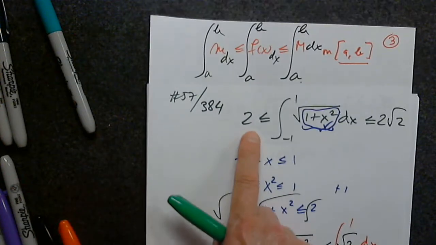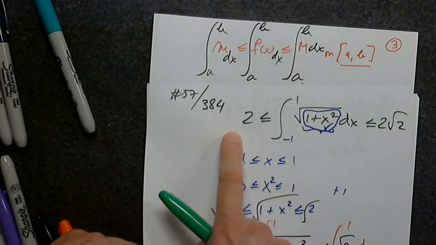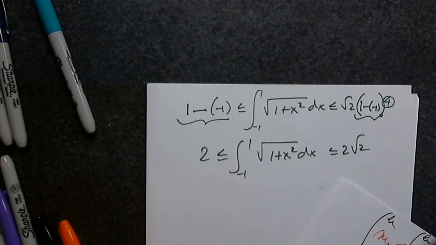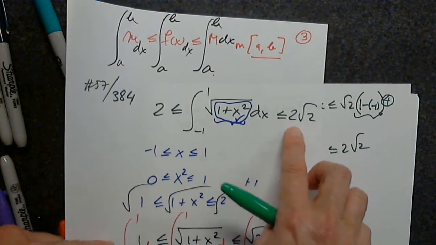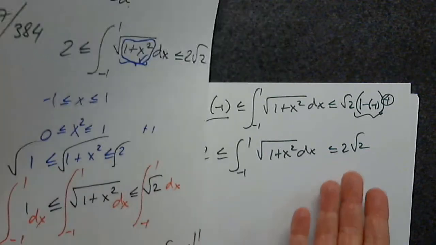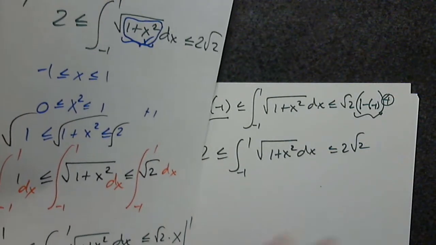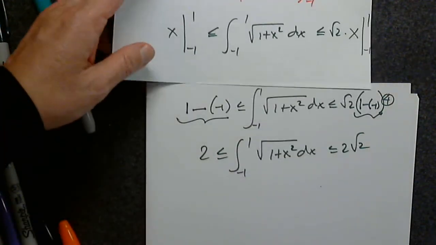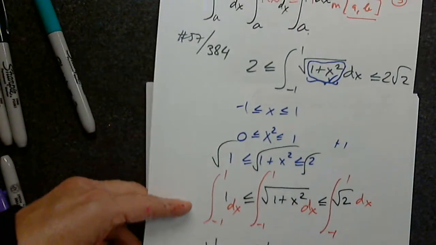But the problem is telling me that this should be 2. So we got 2. The problem is asking us to show that this is 2 times the square root of 2. So I know at some point in time I have to get to the square root. I'm just asking at what point do you stop? And then find the integral.